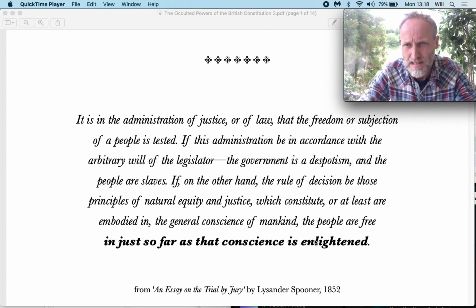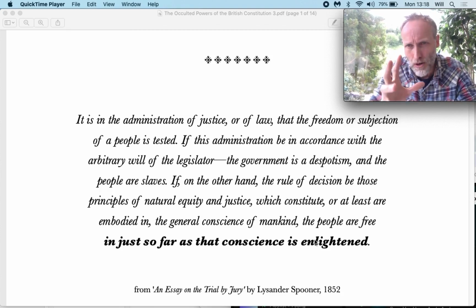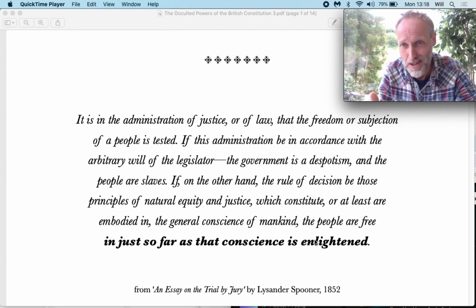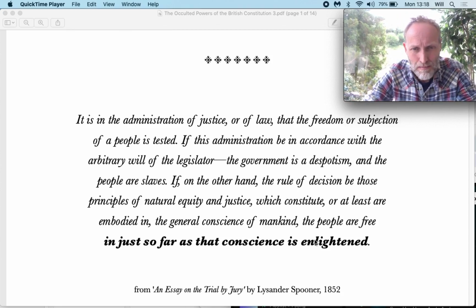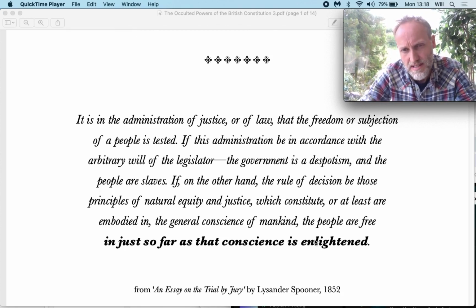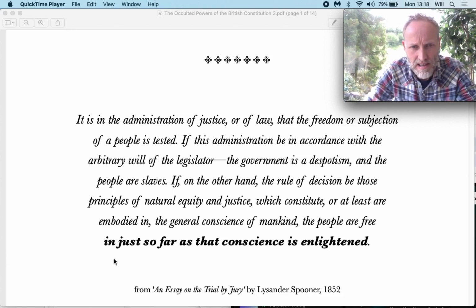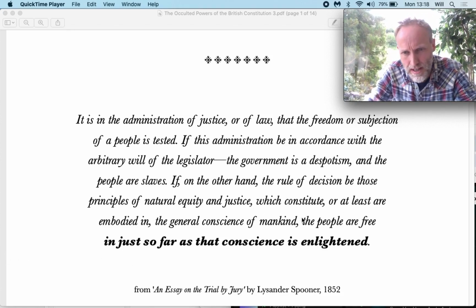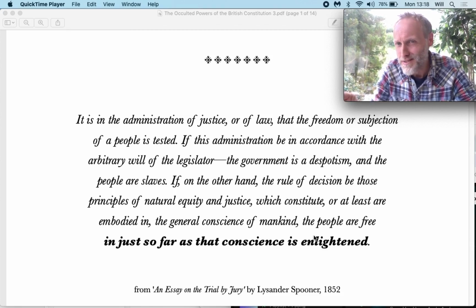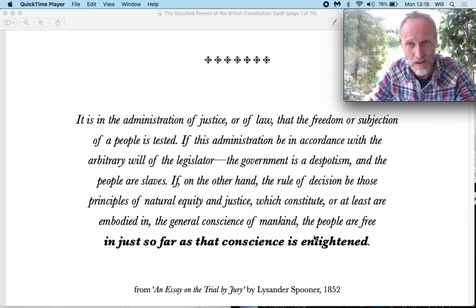That's essentially what we're looking at. That embodies what this entire subject is all about. Now, the interesting thing, and this is why I've emboldened that last sentence, is "in just so far as that conscience is enlightened." It's basically saying that the people are free in just so far as that conscience is enlightened, and what that's really saying is that it's down to the consciousness, if you like, of the people themselves. What's the state of consciousness?